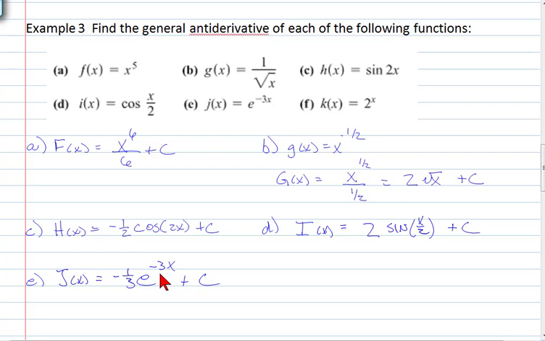All right. Why do I have to put the minus 1/3? Because the derivative of negative 3x is negative 3, and you want to counteract that negative 3. So, and then F.